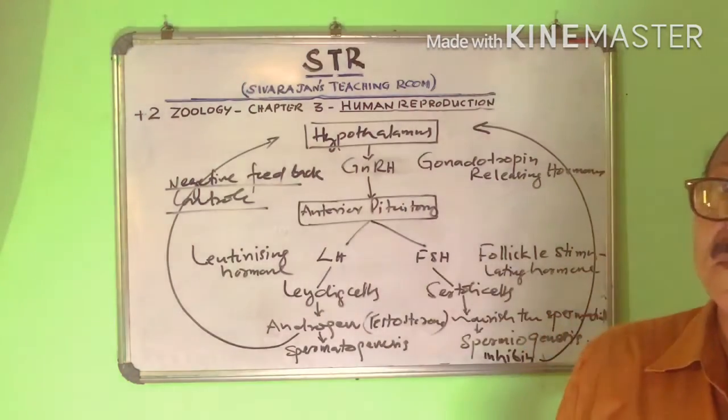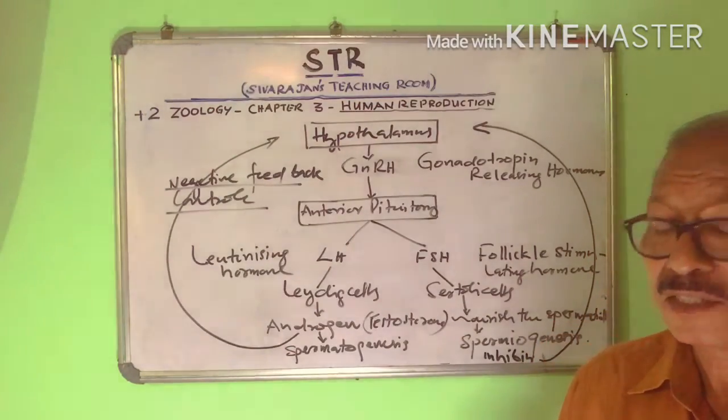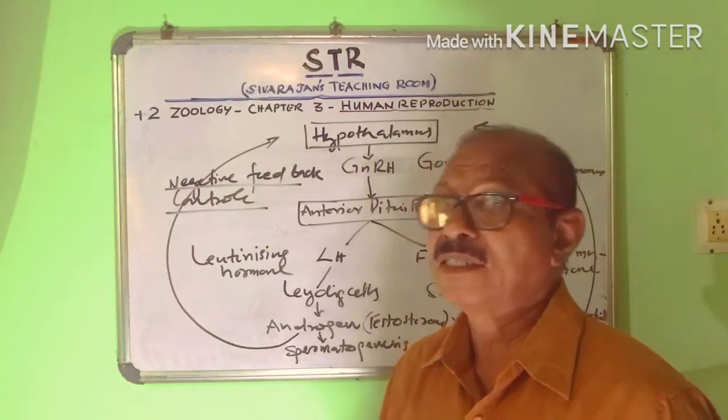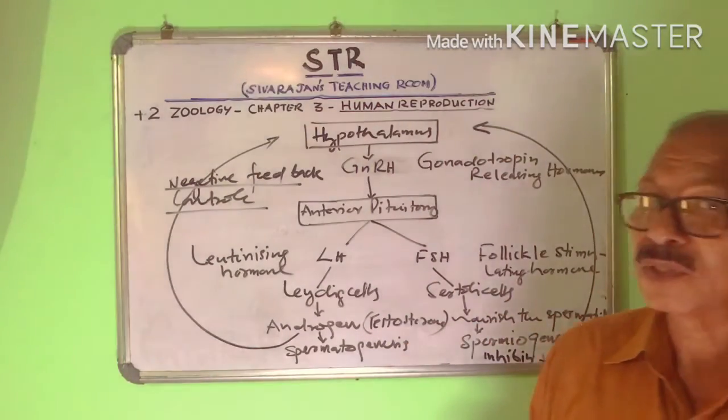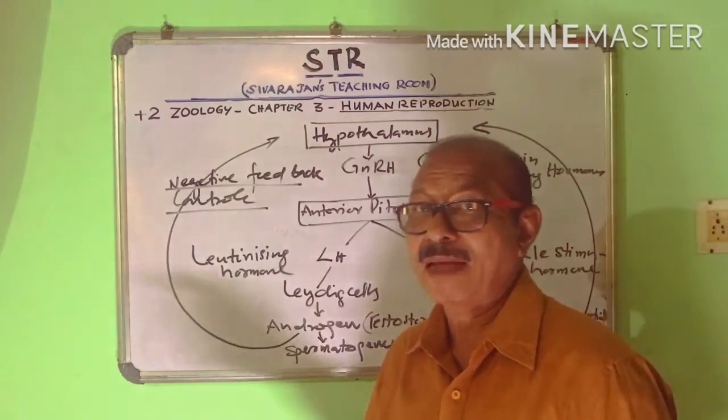The next episode will be dealing with oogenesis. What is oogenesis? Oogenesis is the process of formation of the ovum or the egg, the female gamete.